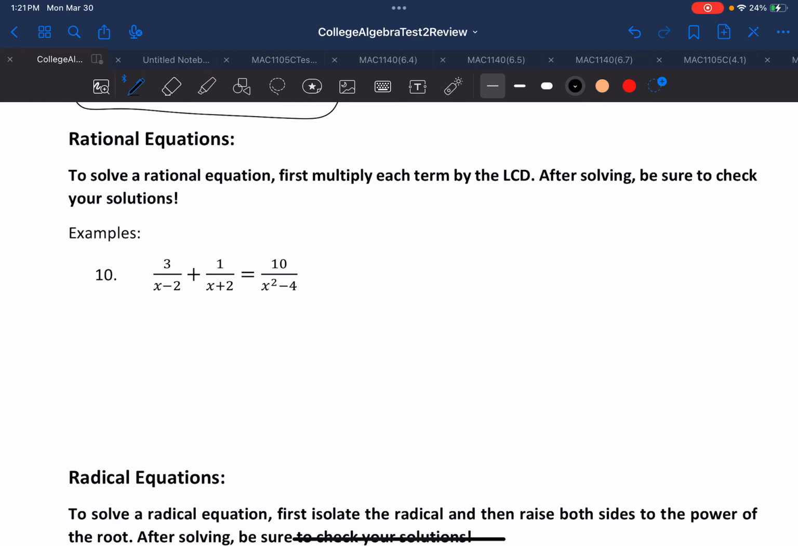So to solve a rational equation, first we multiply each term by the LCD to clear the fractions. And then we'll solve the remaining equation like normal. And then you have to remember at the end to check your solutions, because rational equations have restrictions. Can't divide by 0. So if you get an answer for x that makes any of those denominators equal to 0, then it will not be in your solution set. You have to exclude it from your solution set.